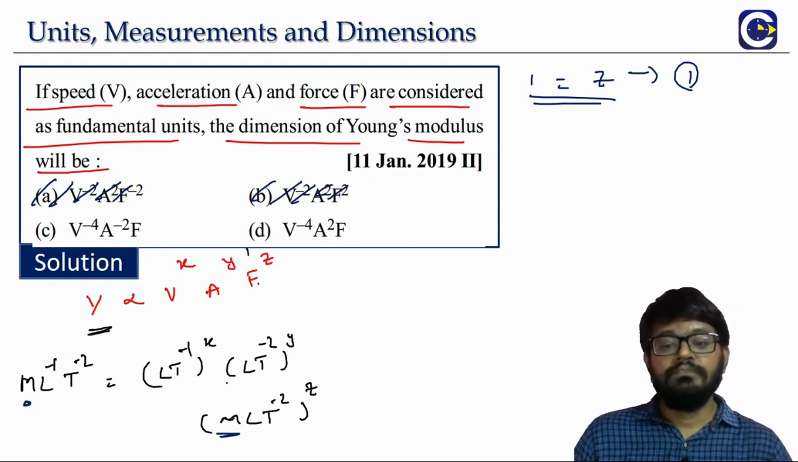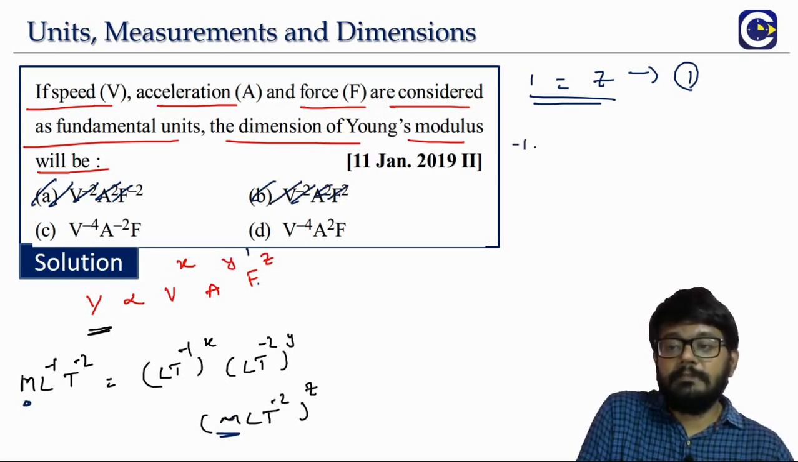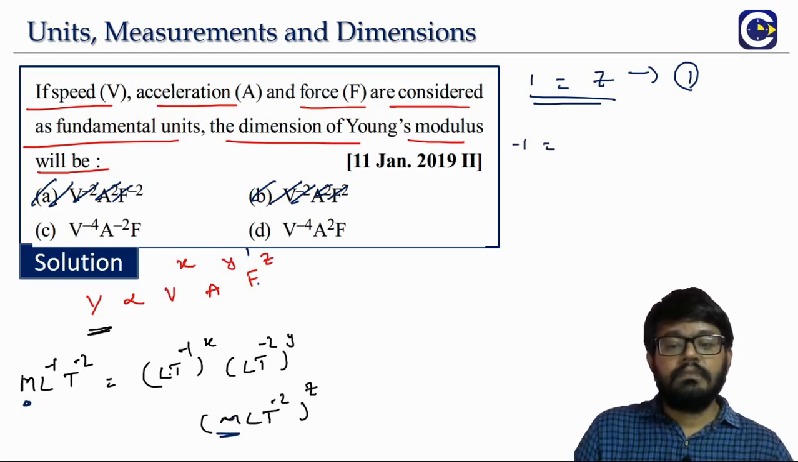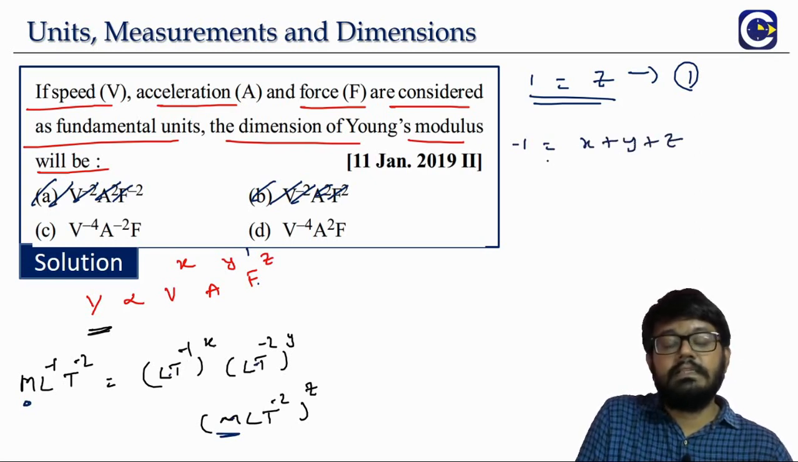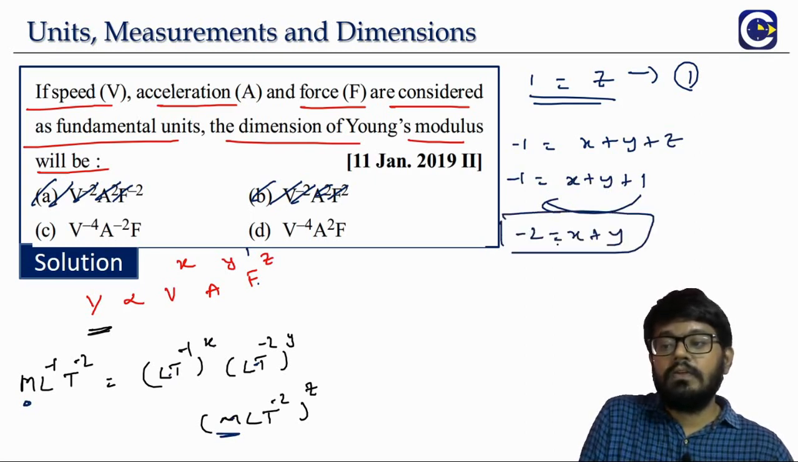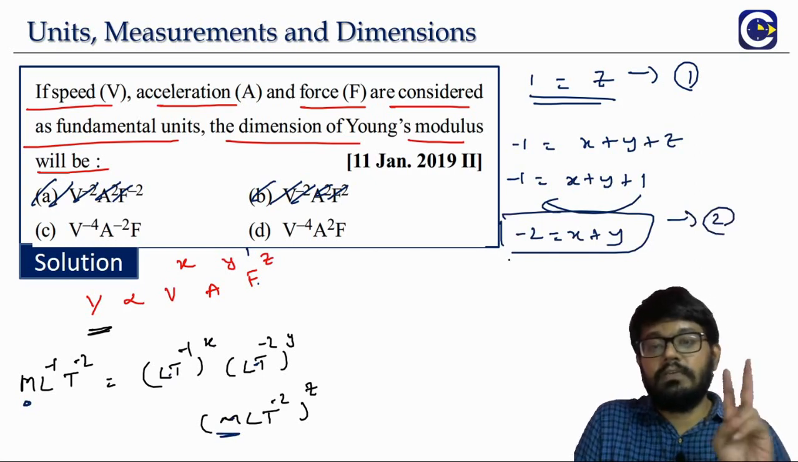Then we will aggregate the powers of L. So L power minus 1 on the left side. Right side, this is L power x, L power y, L power z. So x plus y plus z is equal to minus 1. Already z is equal to 1, right? Take it to the other side, minus 1, one more minus 1 will come. That is minus 2. So x plus y is equal to minus 2. This is our equation 2.